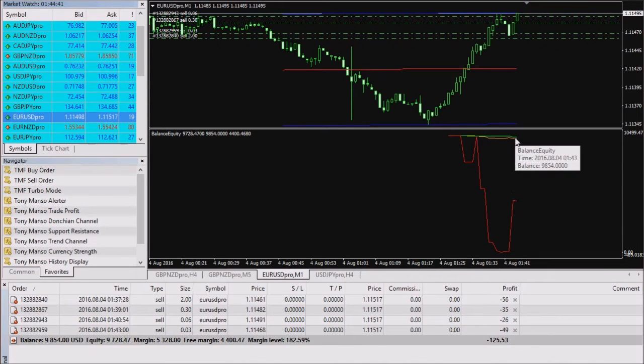So also, if you notice, my balance has dropped a little bit also. Because that trade closed, and whenever a trade closes, your balance adjusts by the amount of win or loss of that trade.